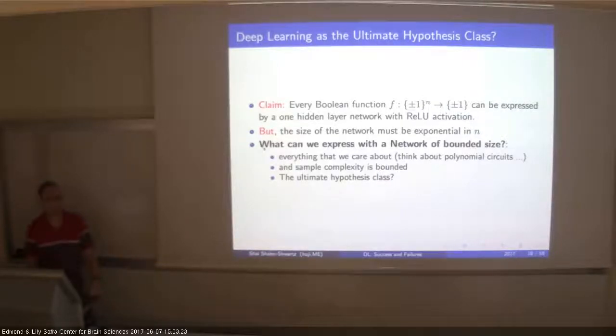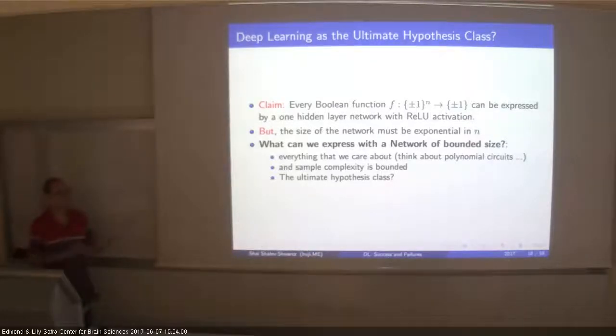So the real question is, what can we express with a network of bounded size? Because we shouldn't care about networks with an exponential number of neurons. So basically you're saying that even if it's not one hidden layer, even if it's deep, I don't care about the number of layers, it will still be exponential. Yes. But specifically, this claim that every Boolean function, the universality, is really meaningless.